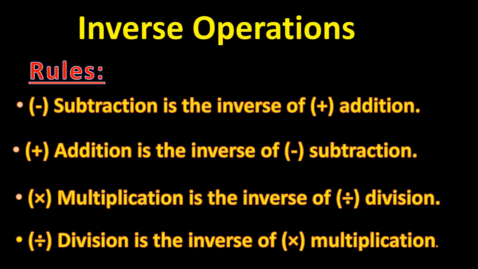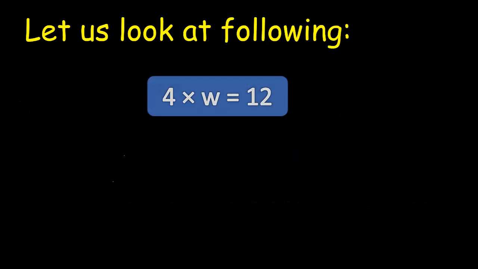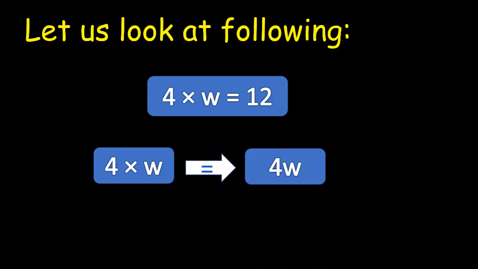Now let's see how we can solve an equation including multiplication. Let's look at the following. Over here we have an equation of 4 times w is equals to 12. Can you remember the pair of multiplication? Yes, you're right, it's division. But first I'm gonna tell you some important side note which I have not told you. 4 times w is equals to 4w.